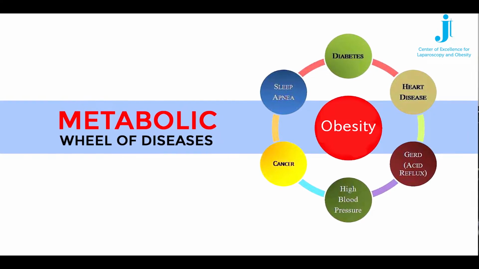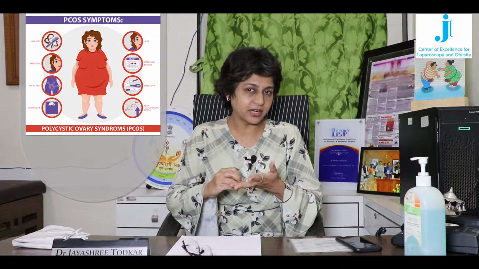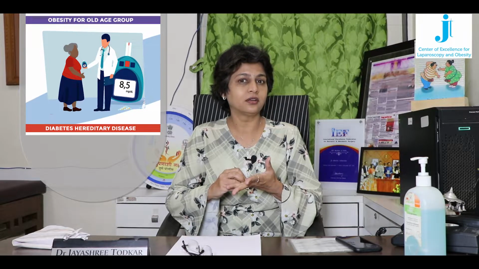We call it the wheel of the diseases. This metabolic wheel of the diseases impacts each and every organ. The sequence may be different for everybody. For a young girl, it can be PCOD. For an average middle-aged man, it can be blood pressure. For somebody with a hereditary predisposition to diabetes, the sequence will start with diabetes for them.